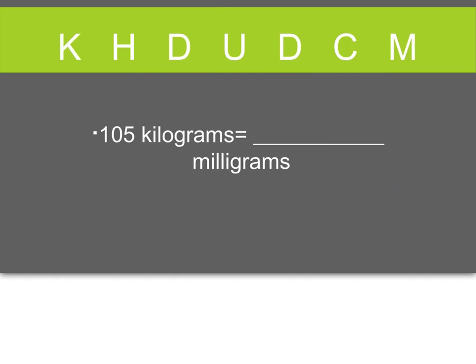So I'm going to have 105 kilograms, and I need to get to milligrams. So again, kilogram is our starting spot. Remember, we're right there at the K. I need to get to milligram, which is so very tiny. It's all the way down here. So I'm going to have to move my decimal that way to the right.